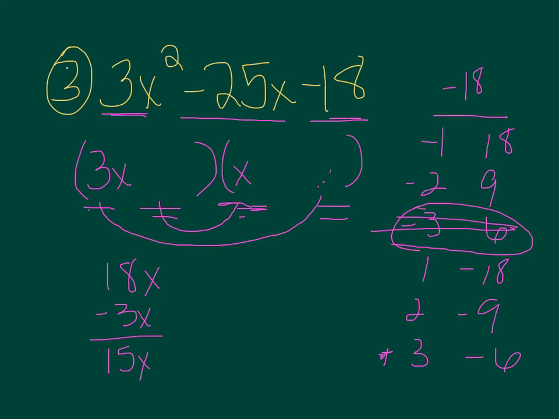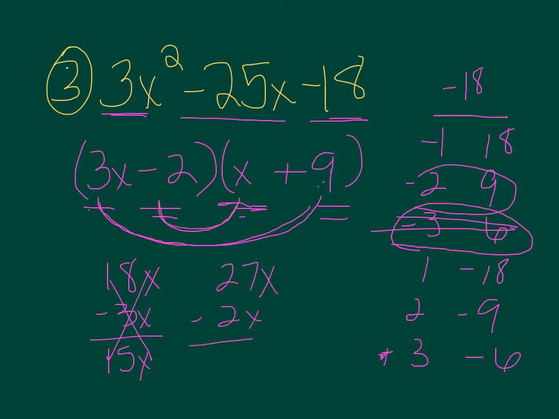I'm going to go with the negative 2 and 9. So check. We're going to take 3x times 9 and we get 27x. And then we're going to take negative 2 times x and we get negative 2x. I add those, I get 25x. Now it's a positive 25x and I want a negative 25x.